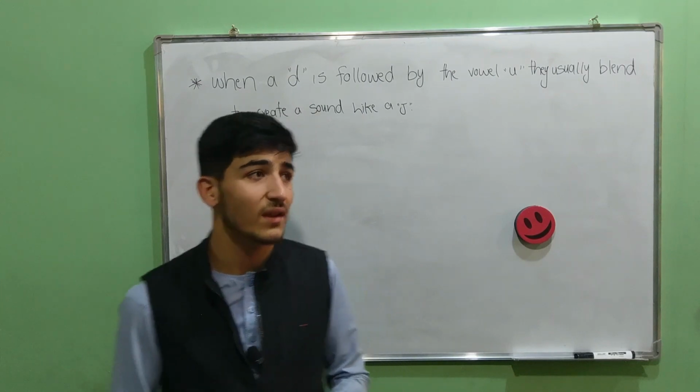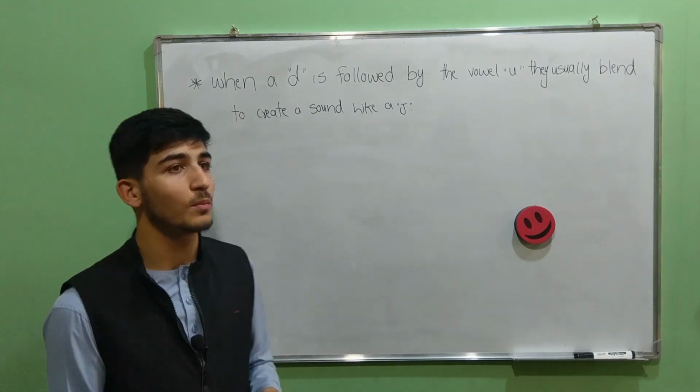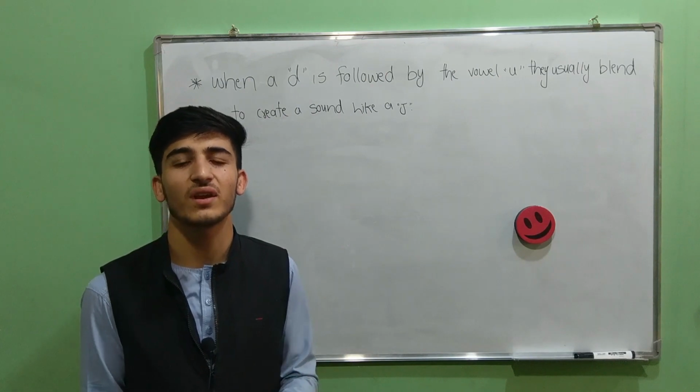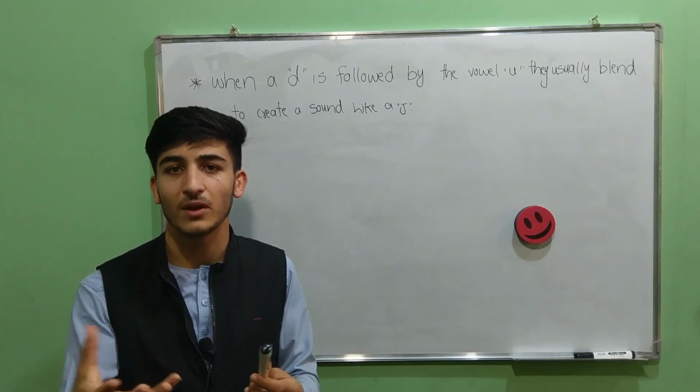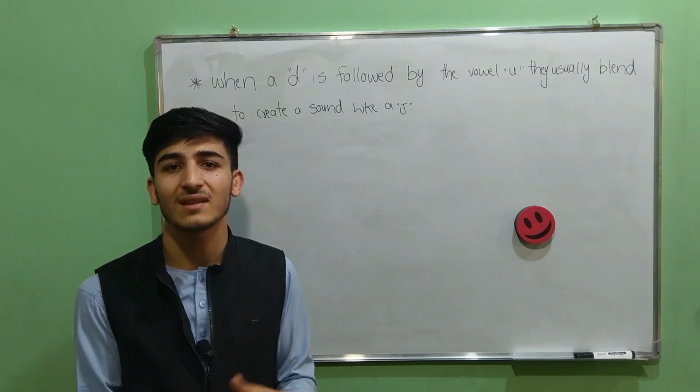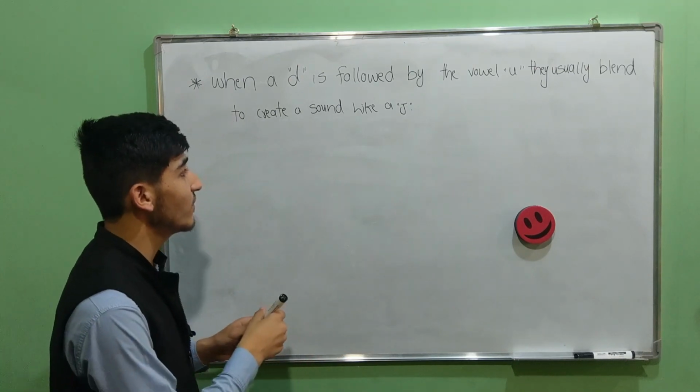The very first one is that when a D is followed by the vowel U, they usually blend to create a sound like a J. So when the D is followed by U, they're mixed together, they just combine together and they sound like a J. Let's try a few examples.